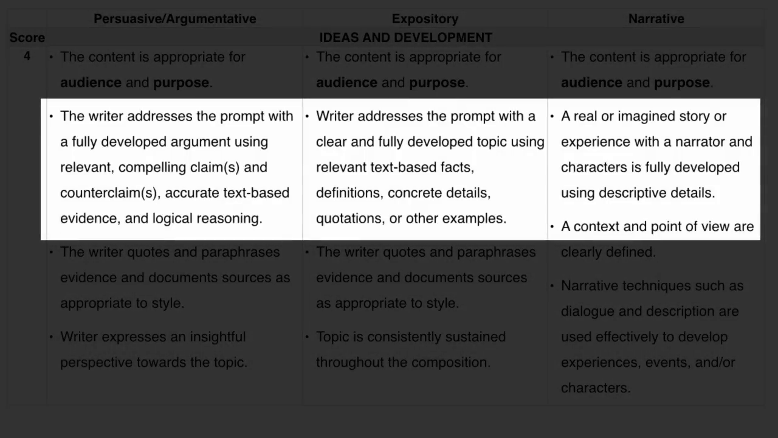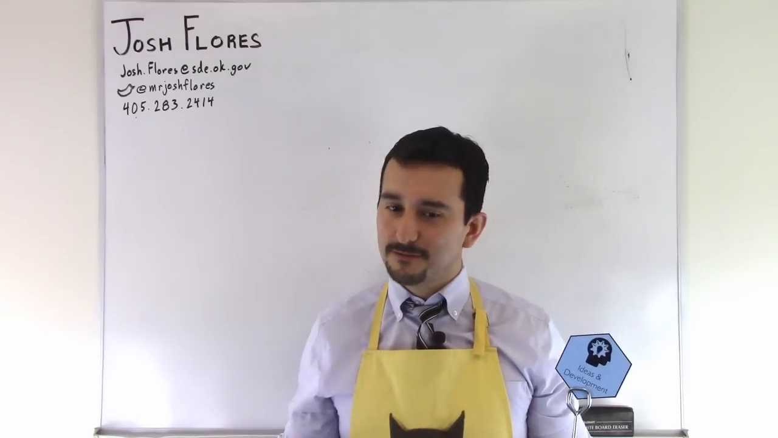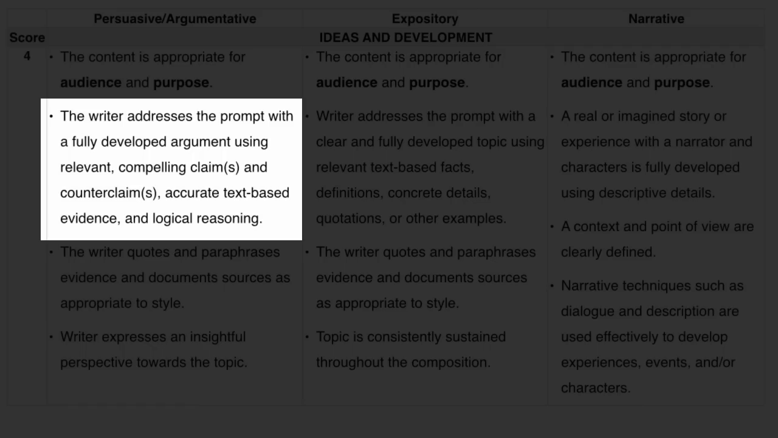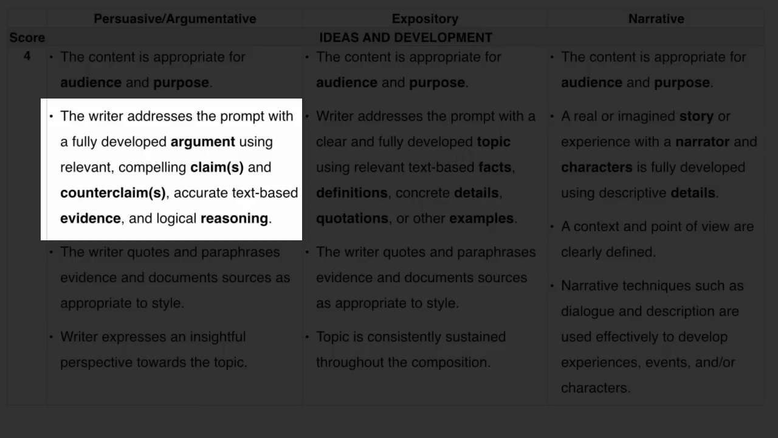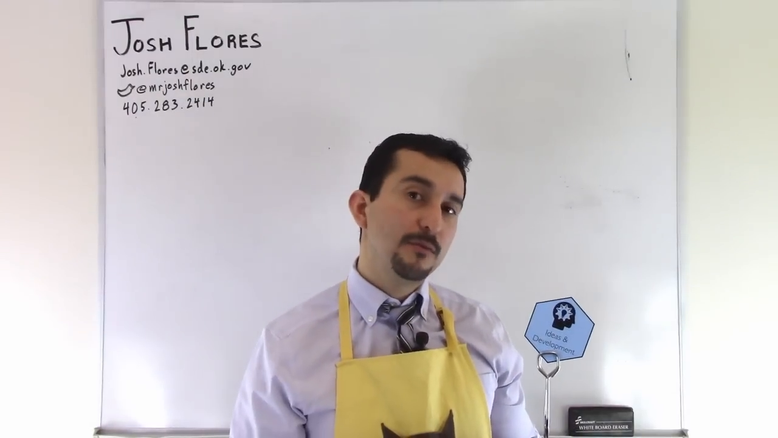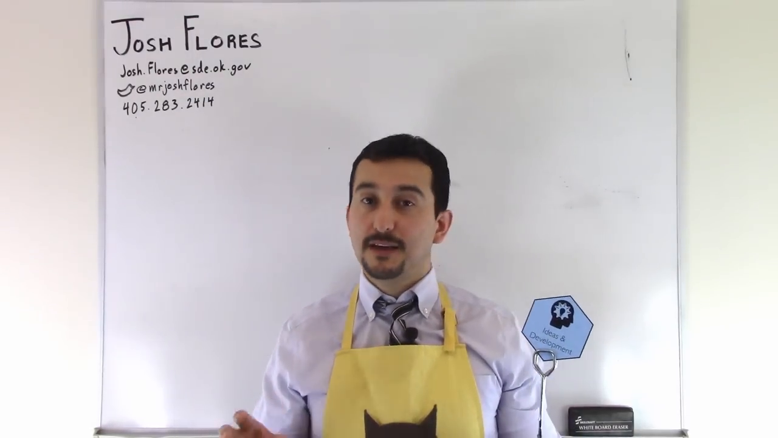Let's look at bullet point 2. The writer addresses the prompt with a fully developed. That's where the similarities stop for persuasive, argumentative, and expository. It's way different for narrative, but let's just focus on persuasive, argumentative, and expository. The argument needs to be fully developed by using claims, counterclaims, and text-based evidence and reasoning. Those are the words that I would focus on with my students, give them that academic vocabulary so they know what they're looking for whenever we're reading persuasive argumentative essays in class.